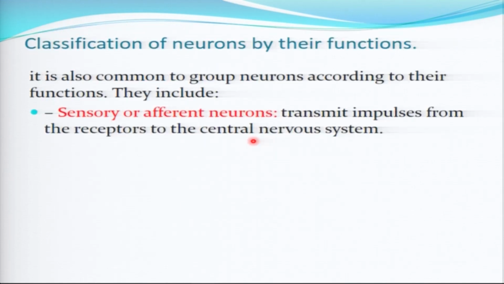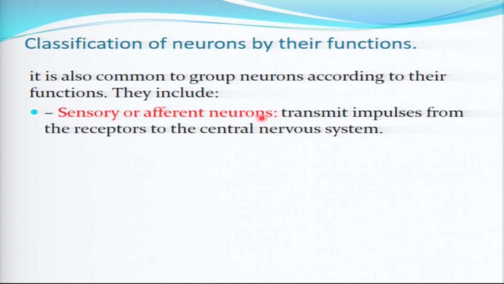Now, we can classify neurons according to their function. According to their function, neurons are divided into three types. So as you see on the screen, we have sensory neuron. Sensory neuron is also called afferent neurons.